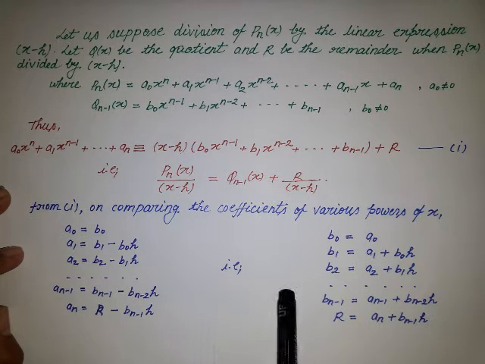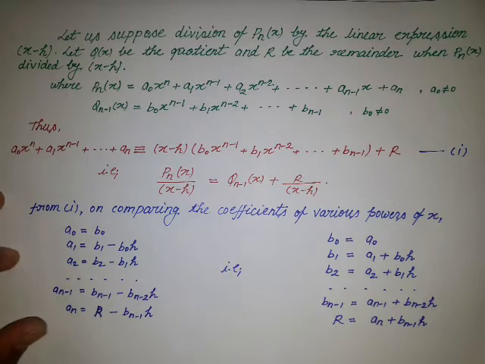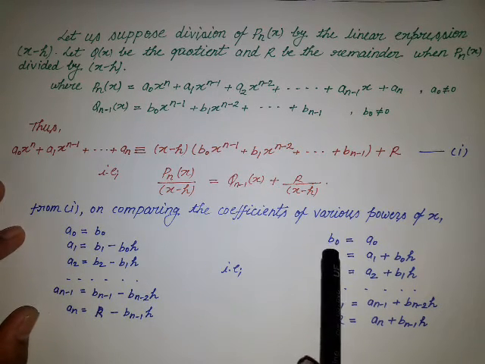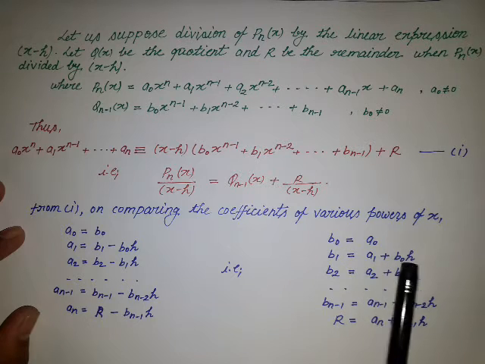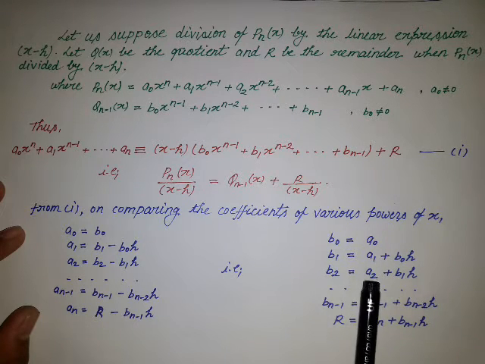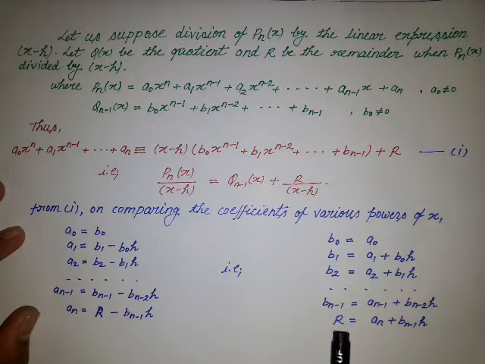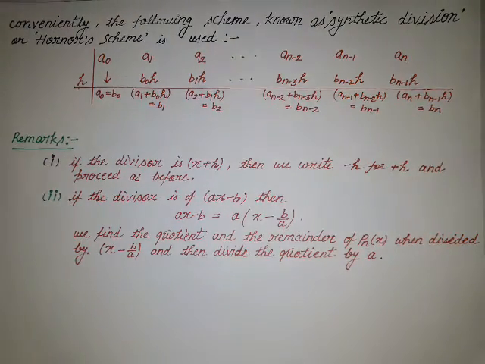And this also can be written in the form of b. So b0 equals a0, b1 equals a1 plus b0 h, b2 equals a2 plus b1 h, and finally we get the remainder r, which equals an plus b(n-1) h. And conveniently the following scheme, known as the synthetic division or Horner's scheme, is used.